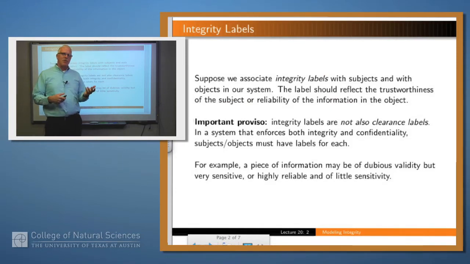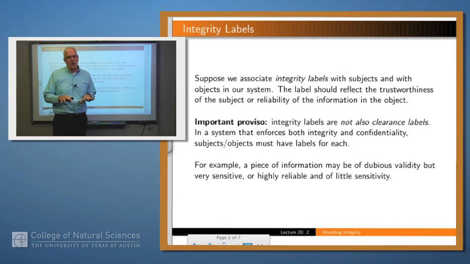Just as we did with confidentiality, let's see if we can associate integrity labels with subjects and objects, as we did confidentiality labels with subjects and objects in Bell and LaPadula. Now, an important proviso is that integrity and confidentiality are actually orthogonal issues, which means that they're not really related to one another. You could have a high integrity subject with low confidentiality or vice versa. And so, if you're going to have a system that involves both confidentiality and integrity, you better have different sets of labels for integrity and for confidentiality and treat them separately.